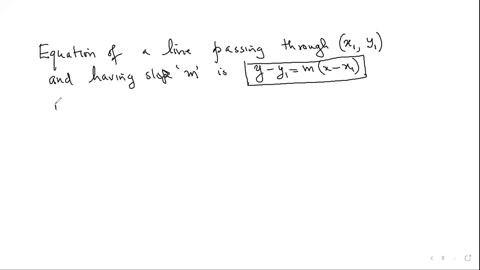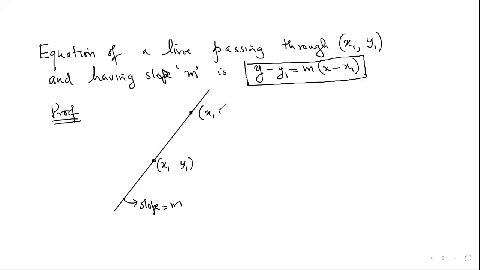Then the reasoning, or how you got the proof. Nobody will ask you proof. Proof is only for your understanding. What you do is draw a line. What is the point known to you? x1, y1. And what is the slope of this line? m. And x comma y is any point on the line.